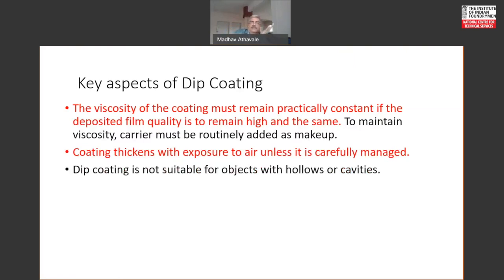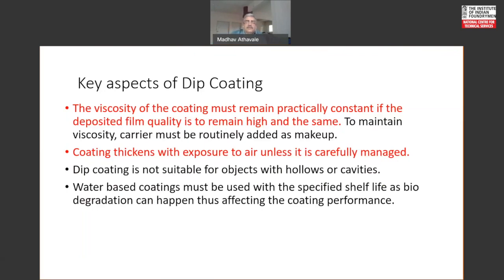Now, coating thickens with exposure to the air if it is spirit-based coating especially. So it needs to be managed. Even water-based coatings, if they are exposed, especially in say summer season, will tend to thicken. So that needs to be adjusted. Usually dip coating will not be suitable for objects with hollows or cavities because it is difficult to control the coated thickness and drying it.